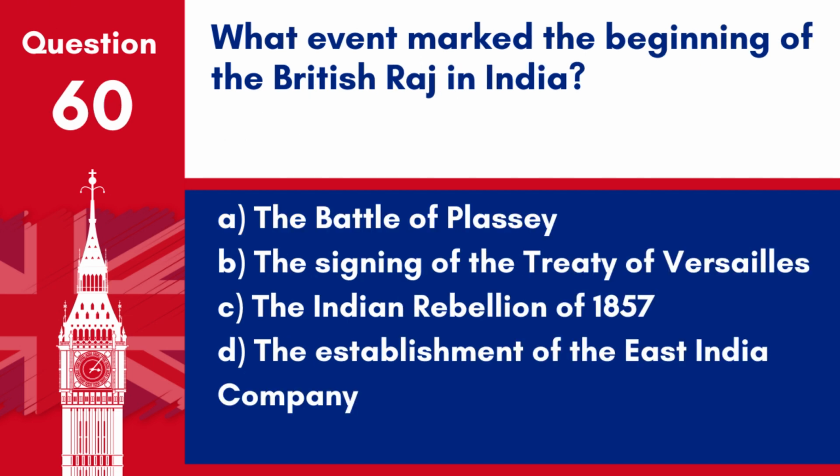Question 60. What event marked the beginning of the British Raj in India? A. The Battle of Plassey. B. The signing of the Treaty of Versailles. C. The Indian Rebellion of 1857. D. The establishment of the East India Company.